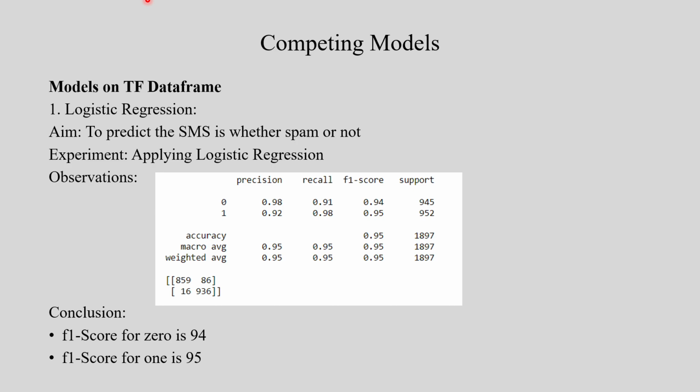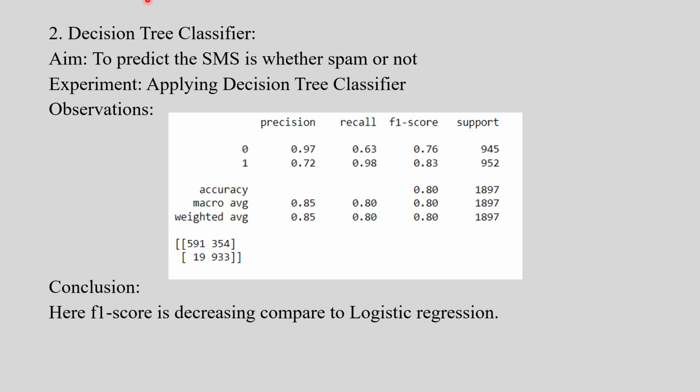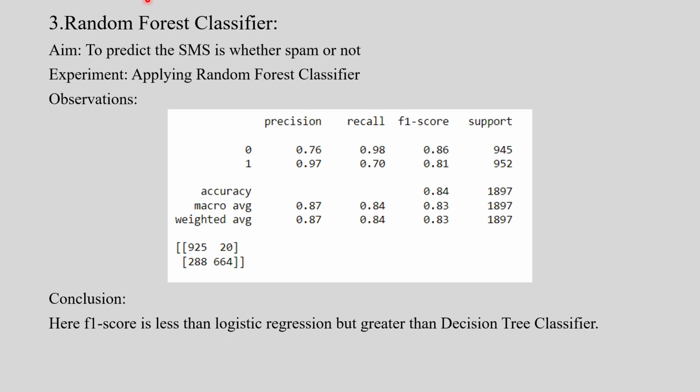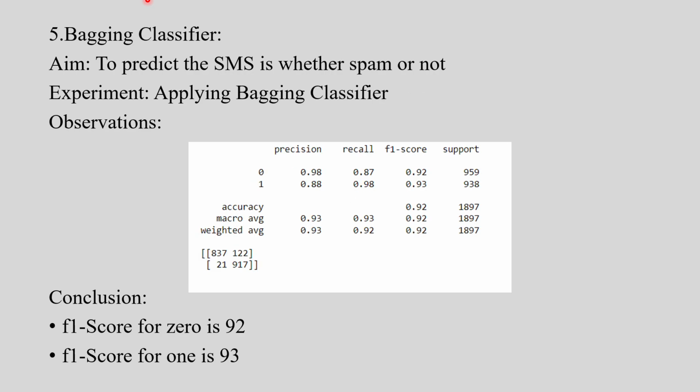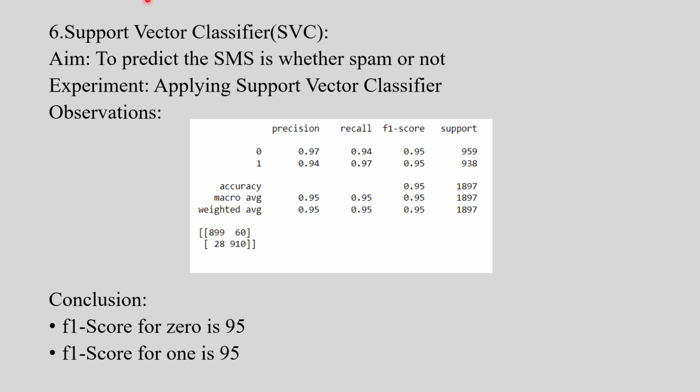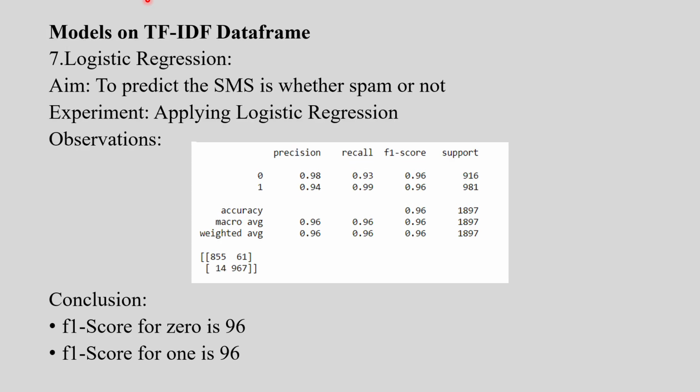We first fitted models on the TF data frame. For logistic regression, we got F1 scores of 94 and 95. For decision tree classifier, we got F1 scores of 76 and 83. For random forest, we got 86 and 81. For AdaBoost, we got 92 and 93. For bagging classifier, we got 92 and 93. For support vector, we got 95.